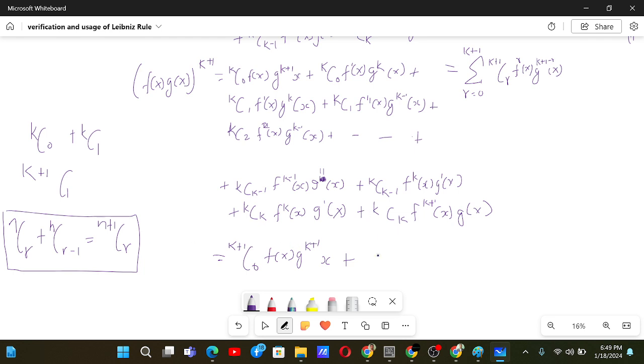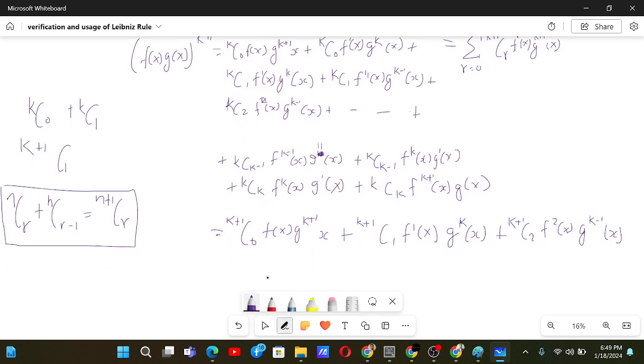So let's use that, and that gives us k plus 1 c1 and f dash x and g of kx. And similarly in the next one as well, kc1 and kc2 will be k plus 1 c2, f2 x, g of k minus 1 x. And similarly it goes on, and over here we can see that this term will correspond with this one over here, because this did with this, this did with this, so similarly these two will correspond.